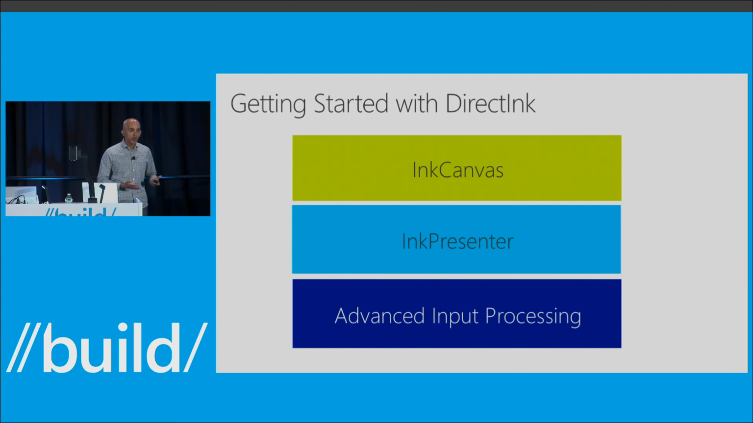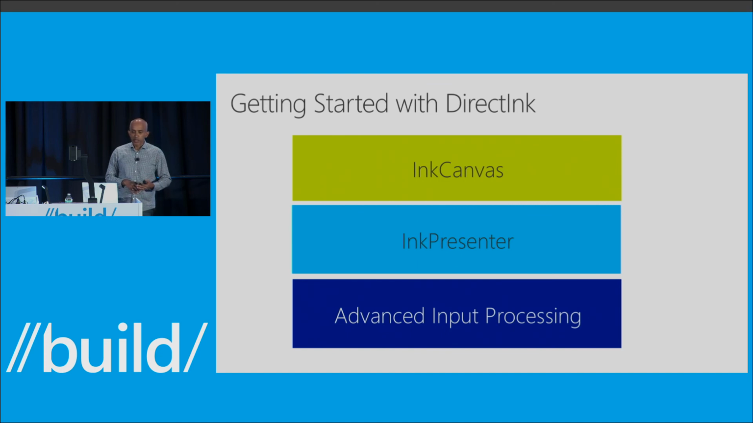Here is a high-level view of the Ink platform with each level representing additional levels of functionality, flexibility, and power. The Ink canvas is a XAML control, and this is your entry point for inking in Windows 10. It makes it really easy for you to add inking functionality to your apps. We'll see this in a moment.